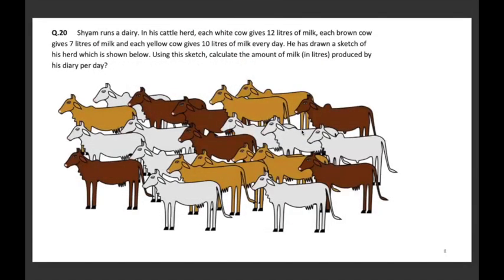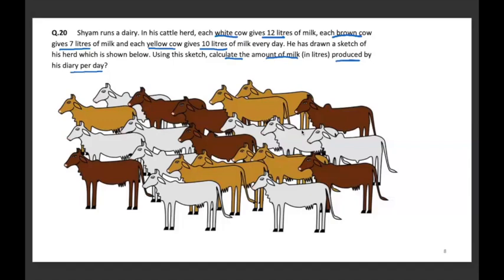Shyam runs a dairy. In his cattle herd, each white cow gives 12, each brown cow gives 7 liters, and yellow cow gives 10 liters. He has drawn a sketch of his herd, which is shown below. Use this sketch to calculate the amount of milk produced by his dairy in 1 day. We would identify how much milk is produced by the dairy in 1 day.